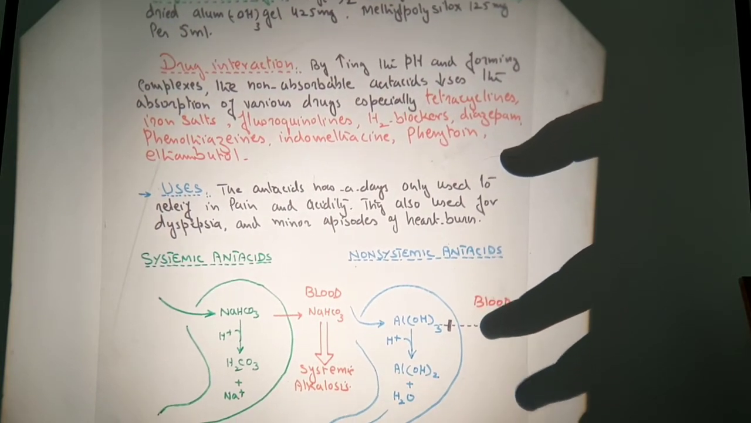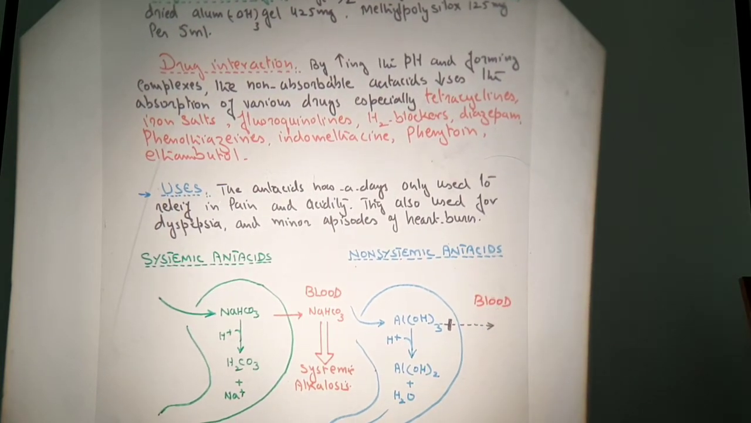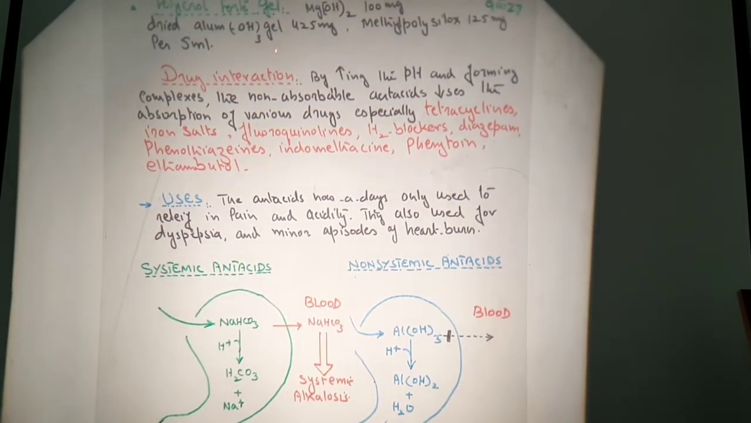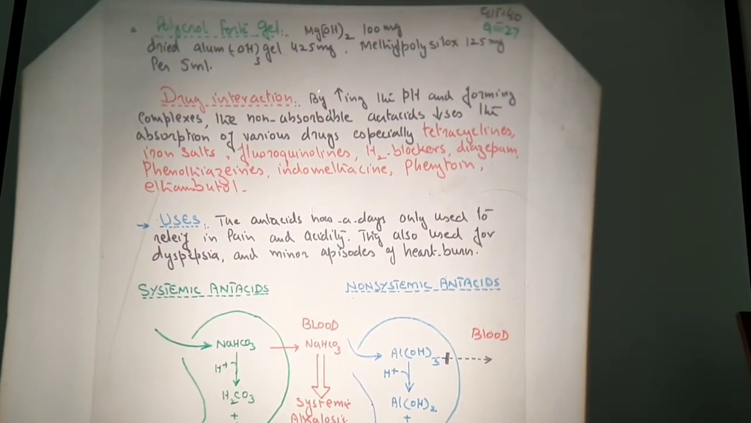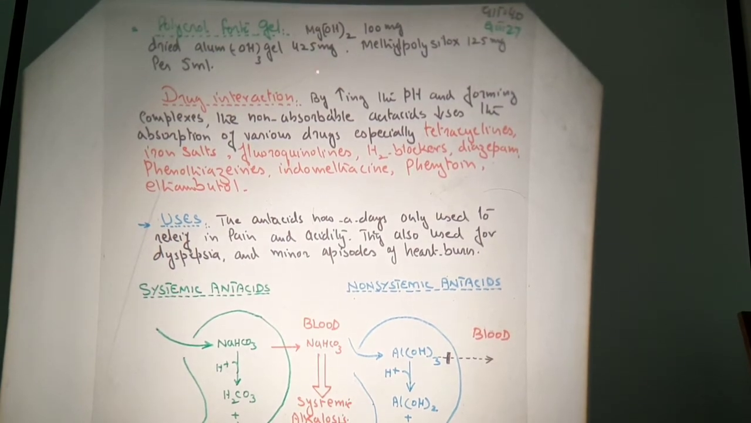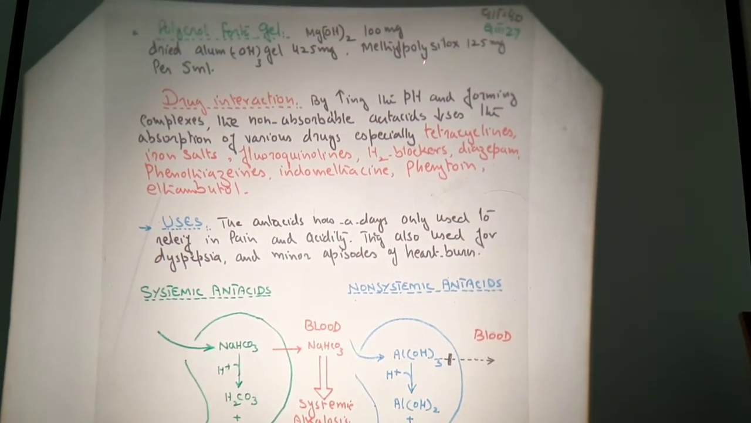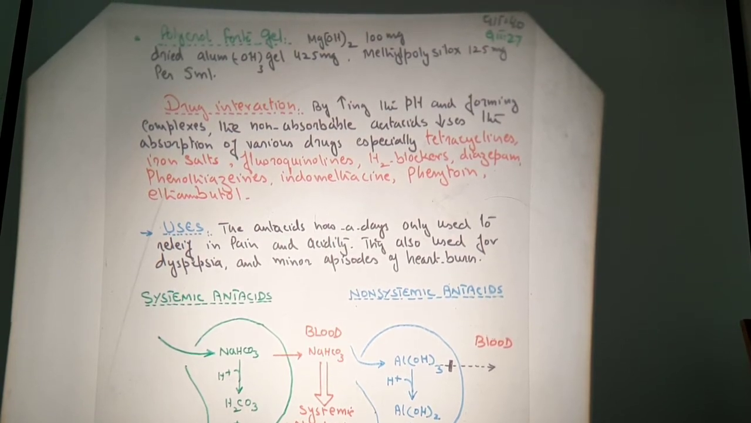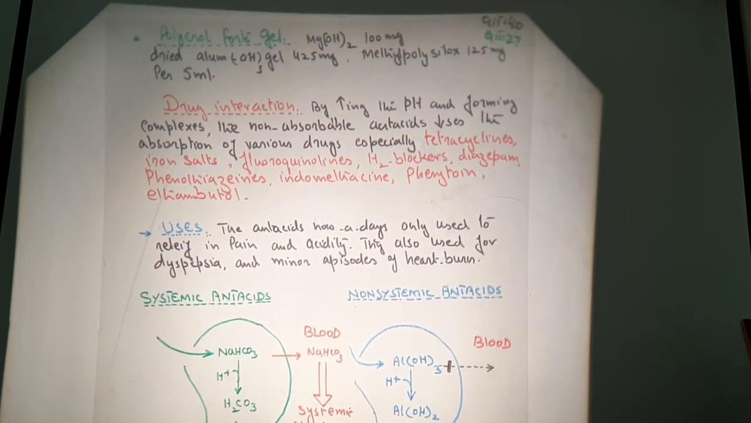Now, the polychloride form gel is nothing but the magnesium hydroxide suspension, in which 100 milligrams is present. Dried aluminium hydroxide gel, 425 milligrams, is used. Methyl polysiloxane, 125 milligrams per 5 ml.